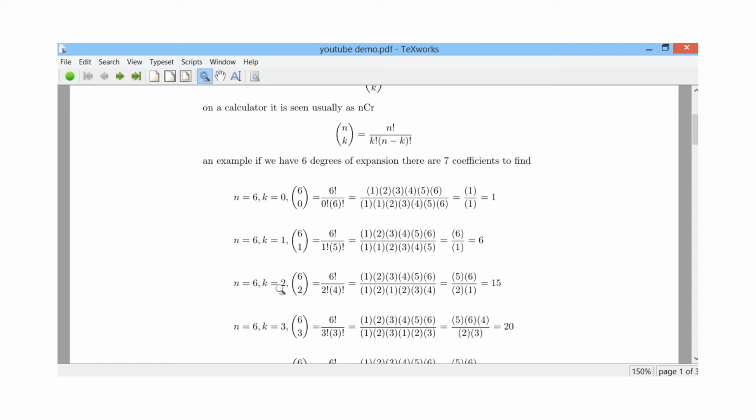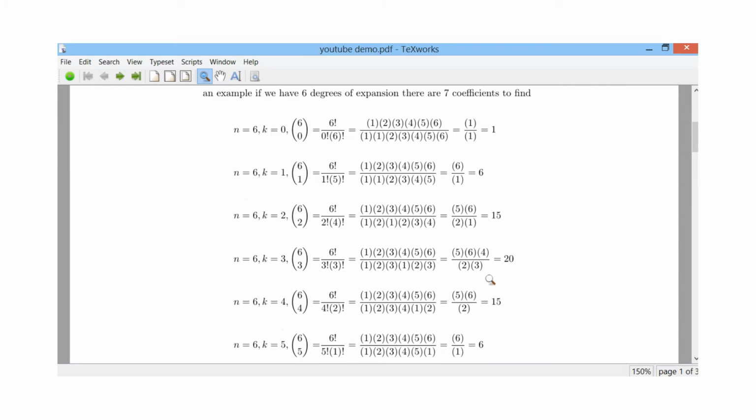Similar thing moving on: 6 choose 2. That's 6 factorial over 2 factorial times 4 factorial. So 6 factorial on the top, 1 times 2 is 2 factorial, and 1 times 2 times 3 times 4 is 4 factorial. With the relevant crossing out, you have 5 times 6 divided by 2 times 1, which gives you 15. So you get the idea.